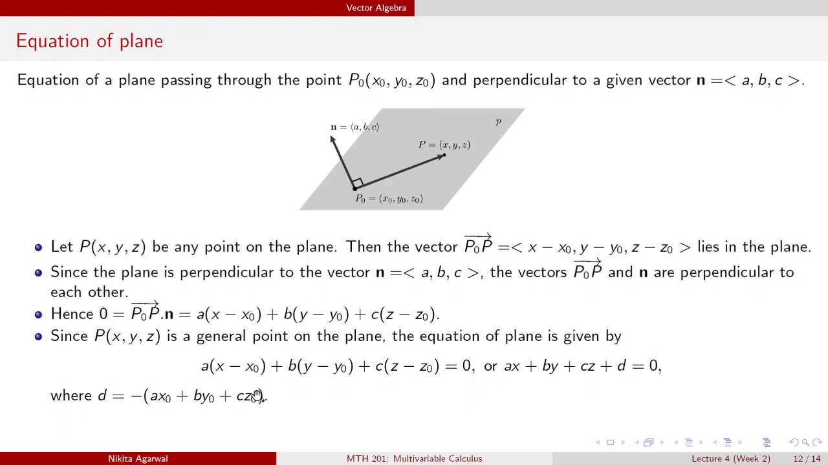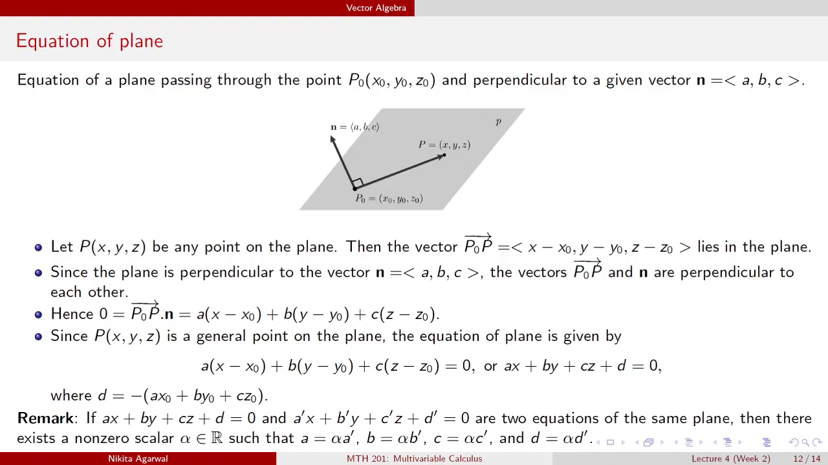But then you open the brackets, take the constant terms to the right, and club them. So you get ax plus by plus cz minus ax naught minus by naught minus cz naught is 0. So you can write it in this way where d is equal to minus of ax naught plus by naught plus cz naught. So this is the equation of a plane.